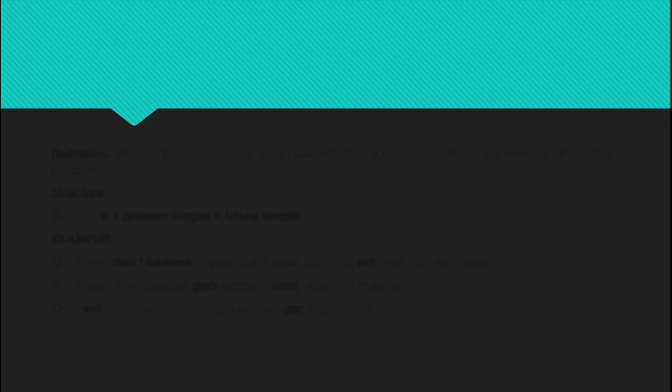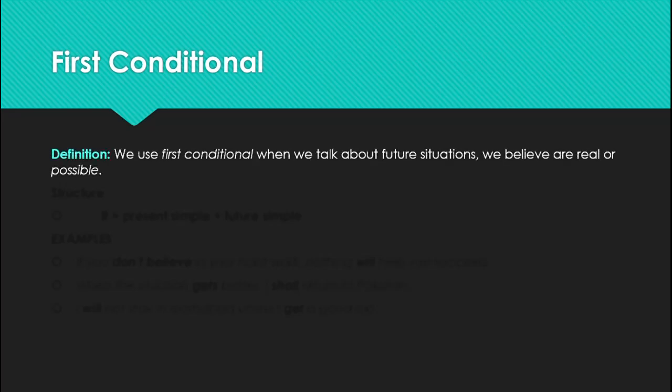So now let's move to another conditional type, and that is first conditional. It's the most used of the conditional types. We use first conditional when we talk about future situations we believe are real or possible. Means when things are possible on that condition, we use this type of sentence. The structure is same with if clause and main clause, but tenses are different. With if you use simple present tense, and with the main clause you use future simple tense.